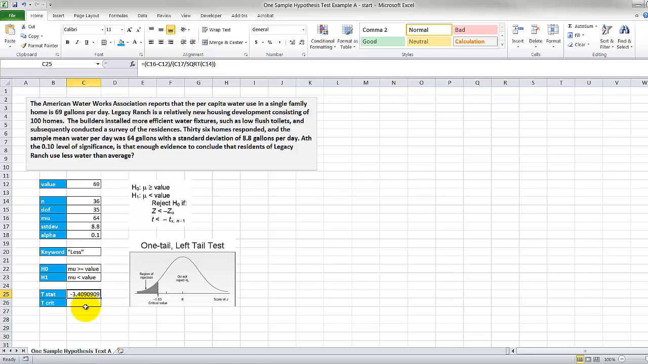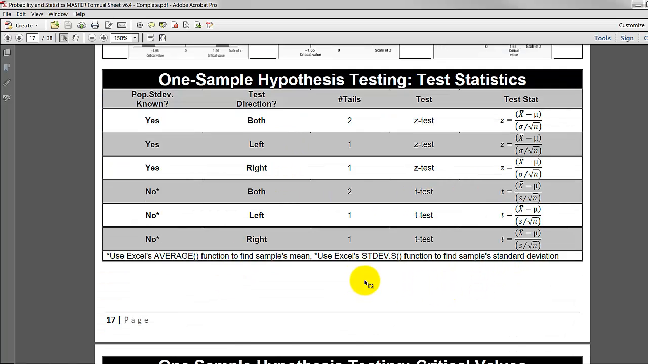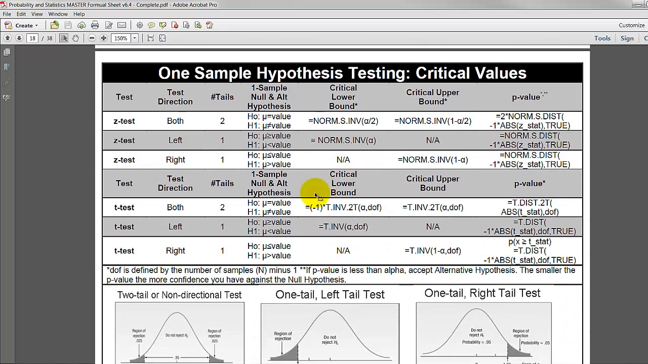Now all we have to do to make this decision is to calculate the t-critical. Okay, so how do we do that? Let's go back to this formula sheet. And on the next table we have one sample hypothesis testing, the critical values. Okay, we go through a similar approach. Is the test using a z? No, so we can ignore all this. Is the test a t? Absolutely. So is it both? No, so we can ignore this row. Is it testing the left?